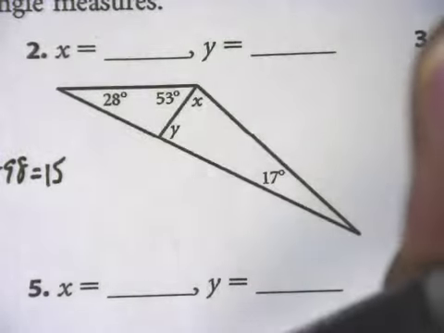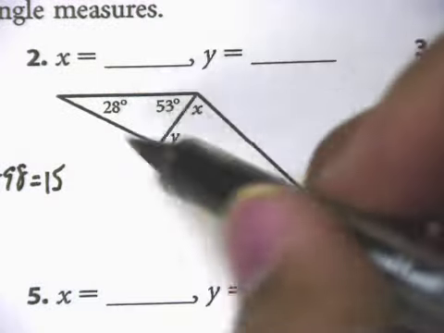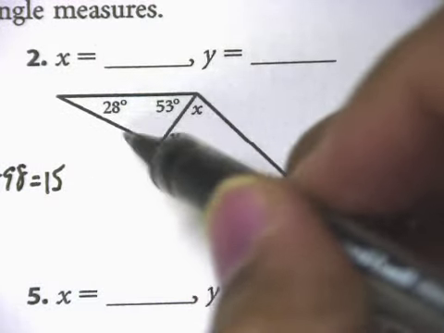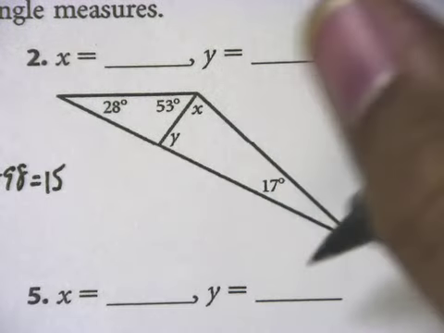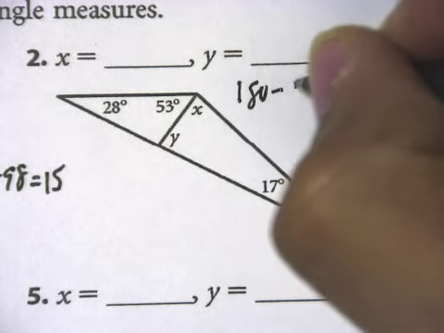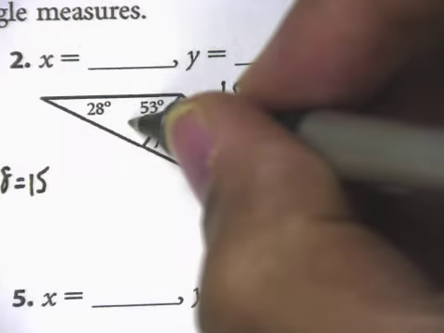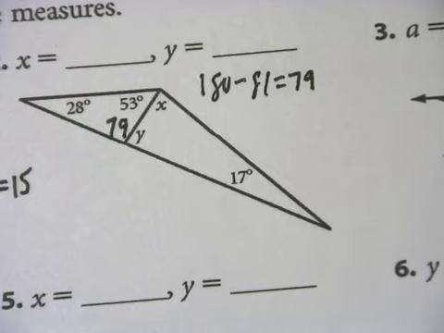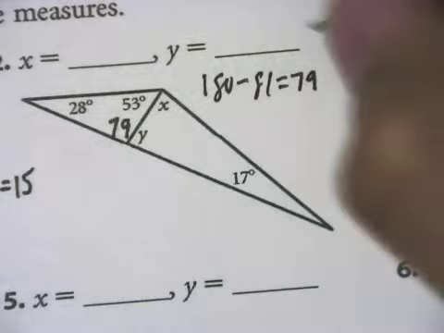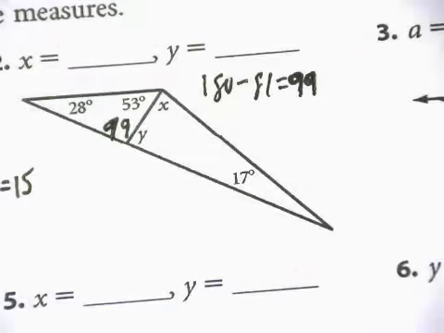Question number 2. They're asking me to find x and y. Well, again, I know that a triangle has 180 degrees. If I add these two together and subtract them from 180, well, what's 28 plus 53? That's 81. So 180 minus 81 is going to give me 79 degrees. So I know that this angle right here is going to be 79 degrees. Okay. Excuse me, not 79. Forgive me. 99. My mistake. 99 degrees.